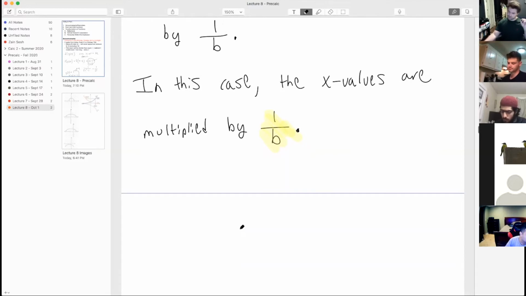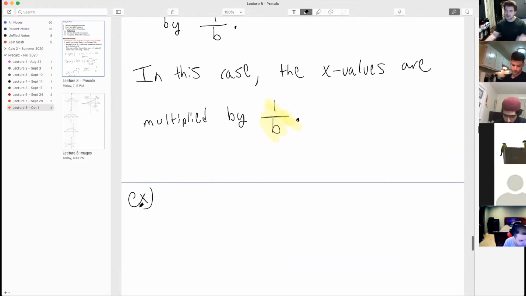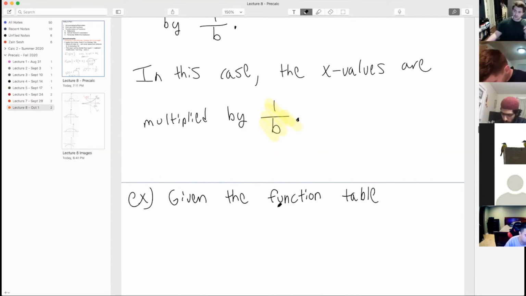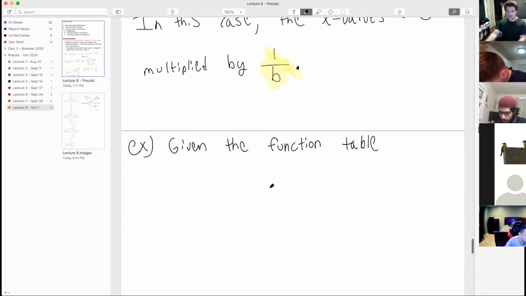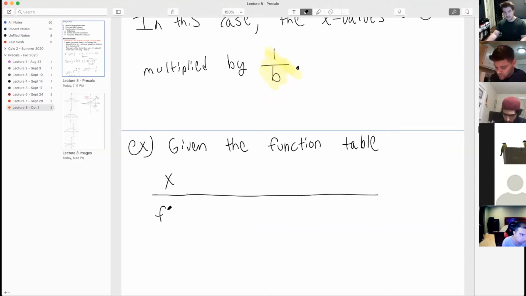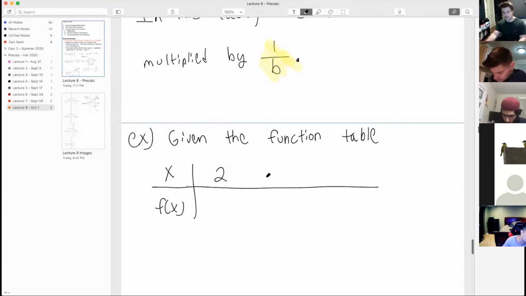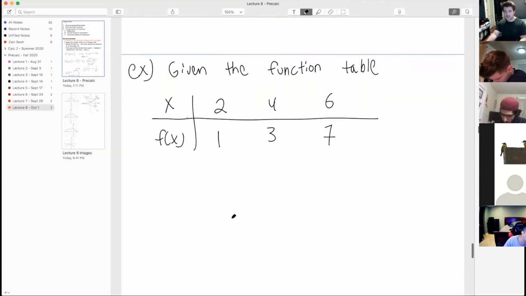All right. Okay, so example, and then I'll go and do the interactive demo with this. So first example, given the function table. I really like these examples with the function tables because you have to manipulate the coordinates explicitly. I think it's really nice practice. So we have x, f of x. I'm just drawing the function tables horizontally now, just because they save some room. So it'll be 2, 4, 6, 1, 3, 7. So this was given to us.